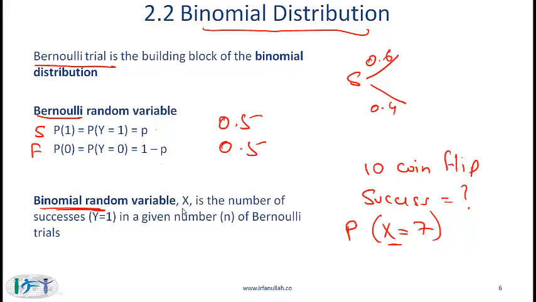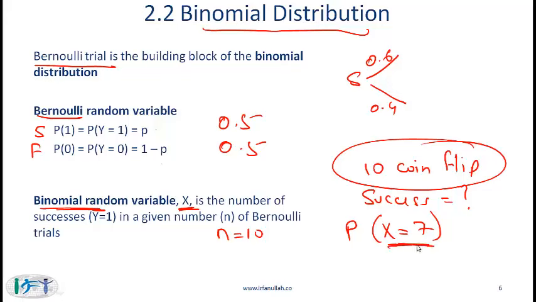So let us read what I have over here. A binomial random variable x is the number of successes in a given number of Bernoulli trials. In my simplistic example, we have done 10 coin flips, so n is equal to 10. That's the number of Bernoulli trials. And I am asking what is the probability of 7 successes. So x, which is the binomial random variable, is equal to 7.